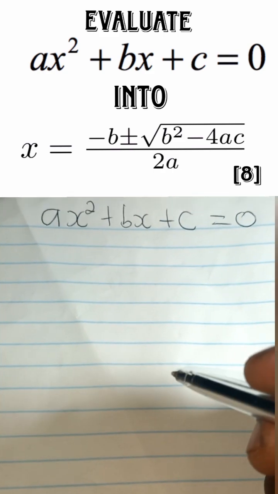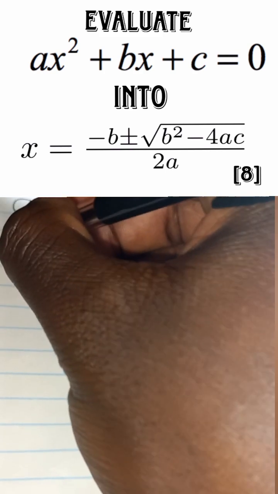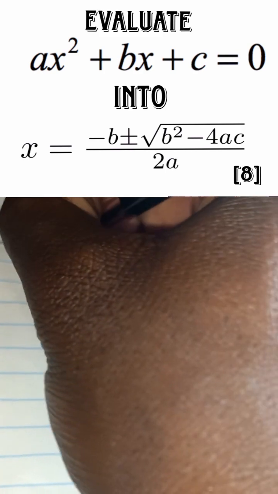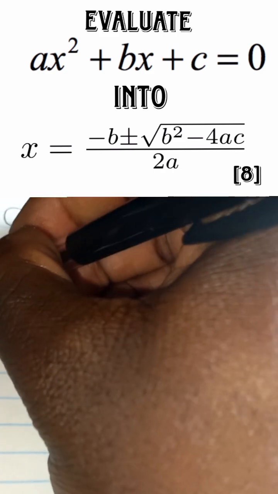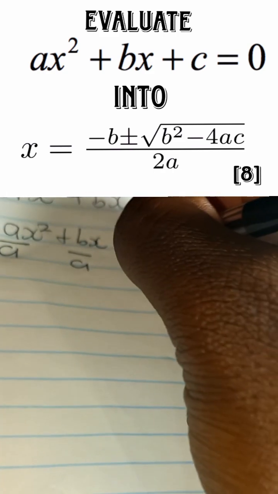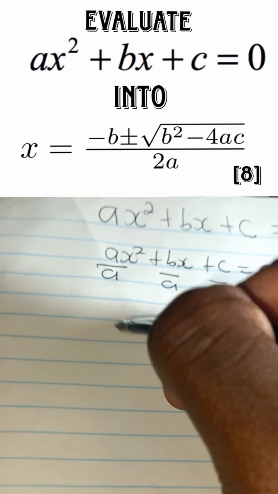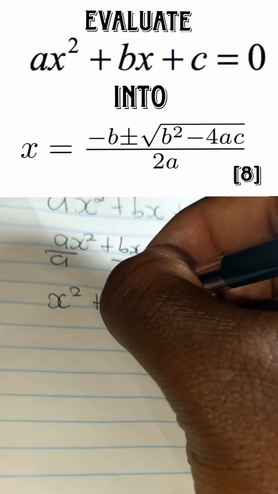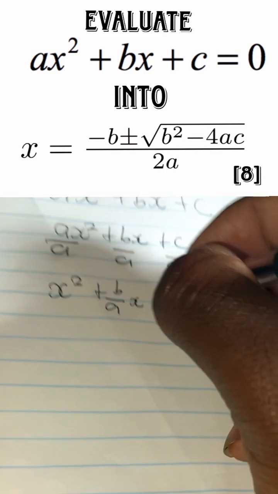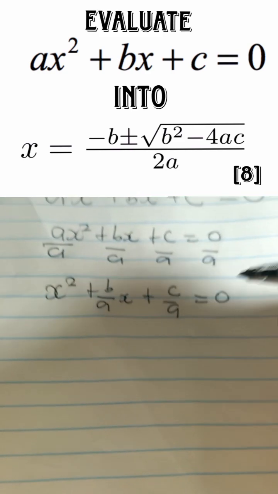Then we divide each term by the coefficient of x squared, which is a. Let's write it the way it is. Then we divide each term by the coefficient of x squared, which is a. Then we are left with x squared plus b over a x plus c over a equals 0.